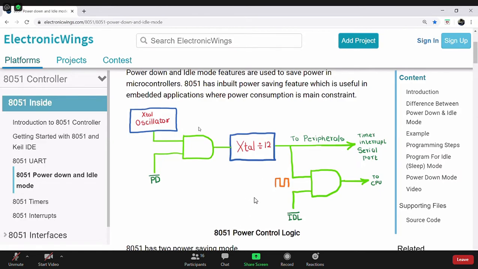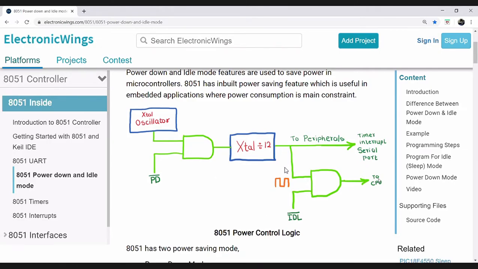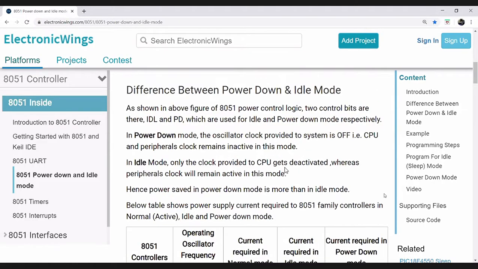Because it's saving the power which is going to the peripheral and CPU in power down mode. In idle mode, only the CPU. Only the power which is going to the CPU is getting saved in idle mode. That's why power saved in power down mode is more than idle mode.